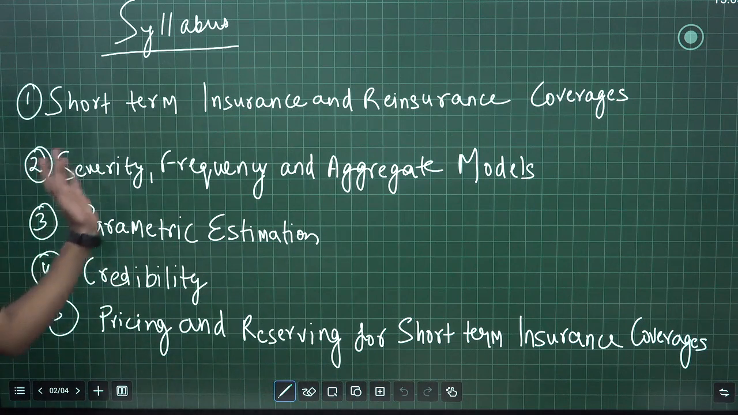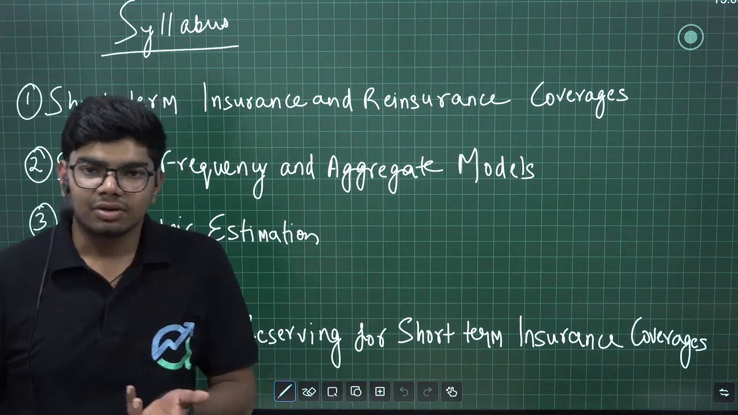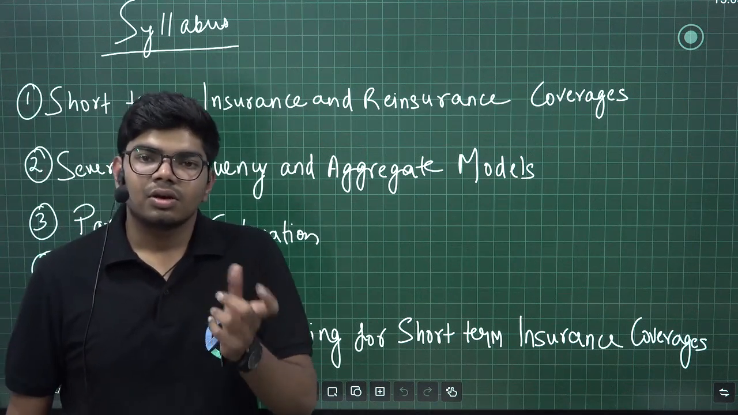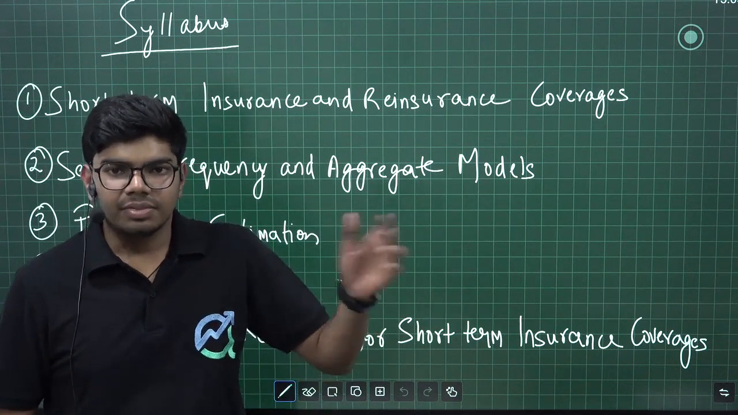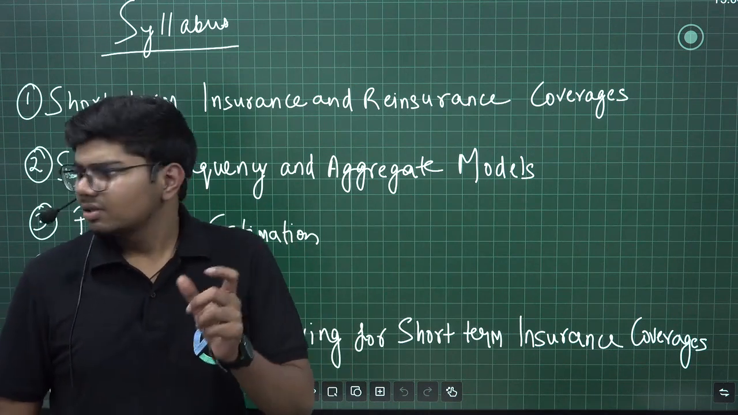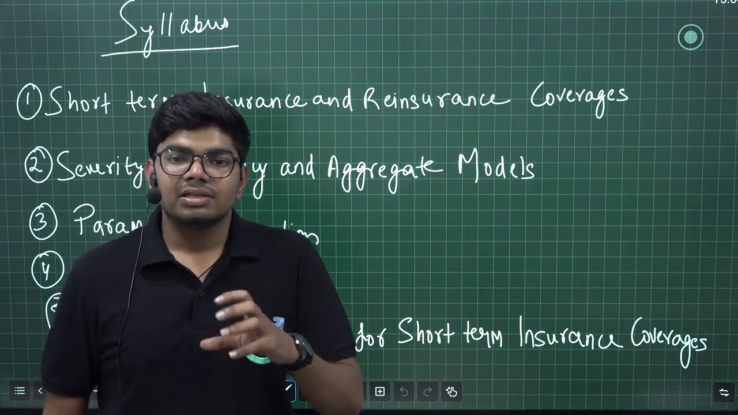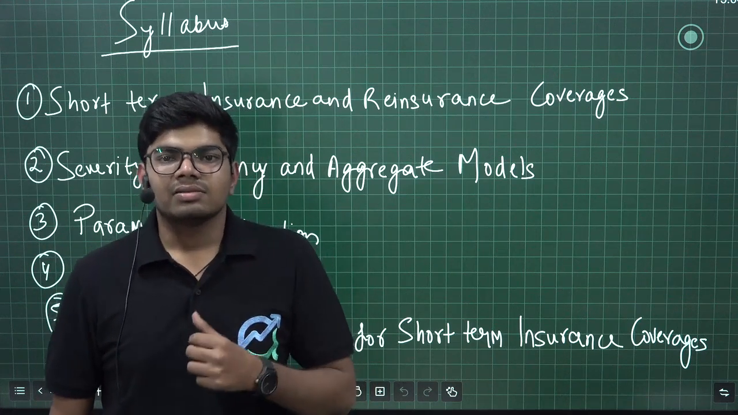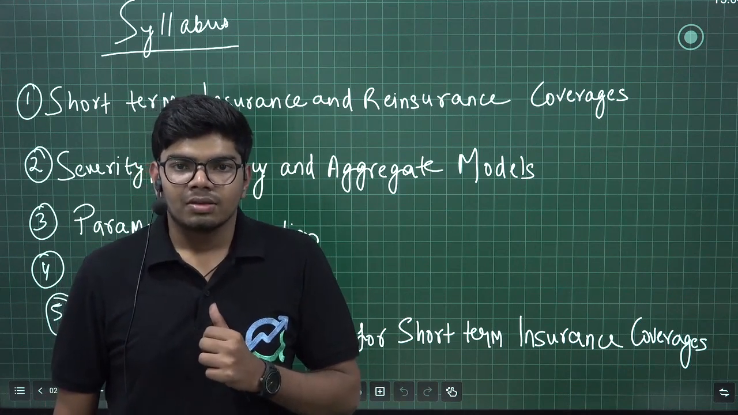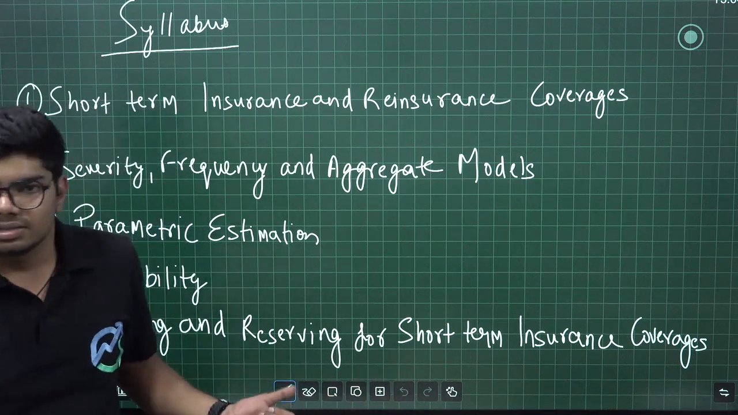So obviously, while you are dealing with different kinds of models, such as the number of claims model and the aggregate claims model, you would be working with a lot of parameters. If you have done P, then you would remember that whenever we are working with a distribution, you have some kind of parameters in it, right? So estimation of those parameters is done on the basis of the data which has been collected by the insurance company. So how to estimate those parameters is what we are going to learn in the parameter estimation part.